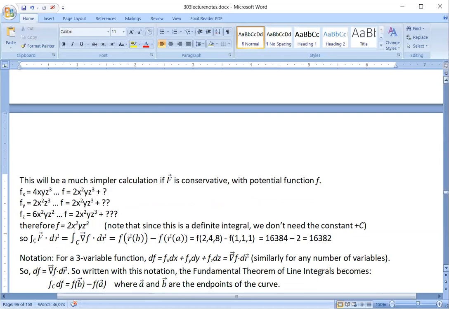And two comments about this. Number one, this makes sense because of what is actually happening. On the right side, we've just got the difference in the function values, f of b minus f of a, so it's like an overall change in f. But what do we have on the left side? Well, think of df as a little change in the function values.